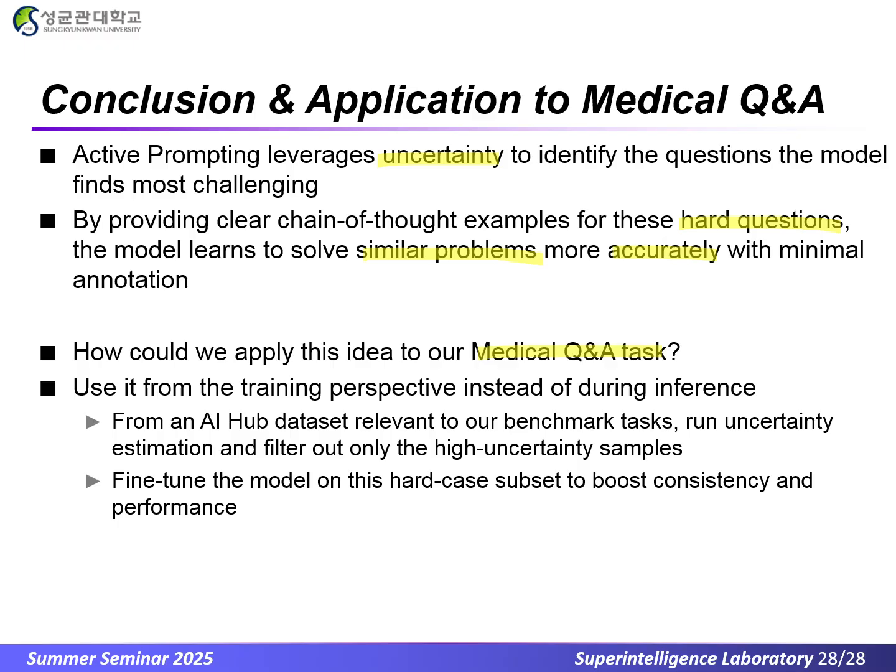Instead of using it only at inference time, we can bring it into training. First, we could take an AI Hub dataset that's relevant to our benchmark tasks, run our uncertainty estimation over it, and filter out only the high uncertainty samples. Then, we fine-tune the model on that hard case subset to boost consistency and overall performance.